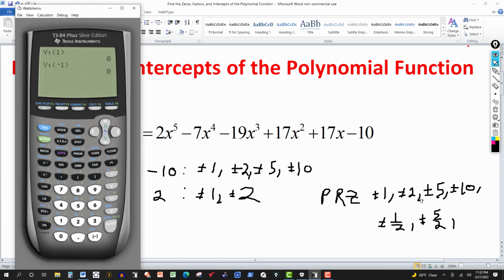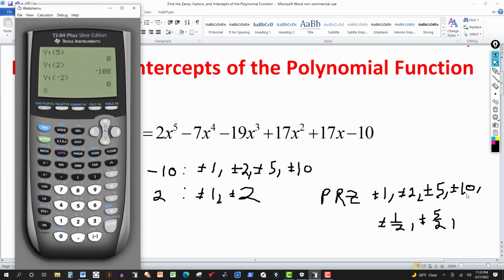And then the next one I'll go to is 5. So let's go second, entry. And let's just enter 5, hit enter, 0. So there I have 3 zeros. So then 1, negative 1, 5, and the other possibility is 2 and negative 2. So let's try 2. That one doesn't give me a 0. So 2 is not a 0. Hit enter. Let's enter a negative 2. Close parentheses. There it is. So 1, negative 1, 5, negative 2 are zeros.